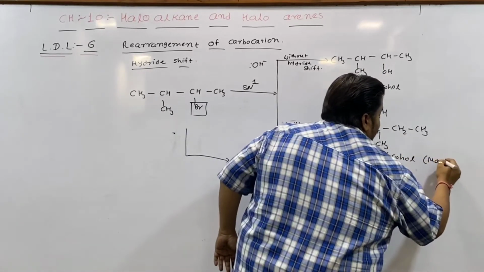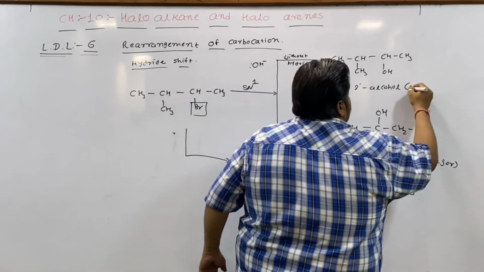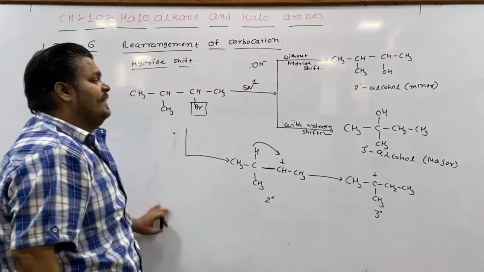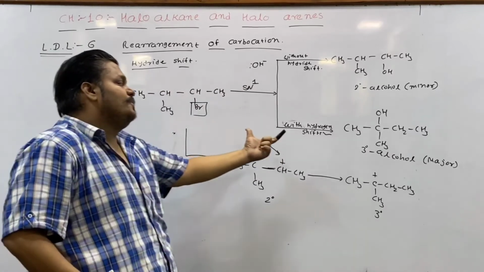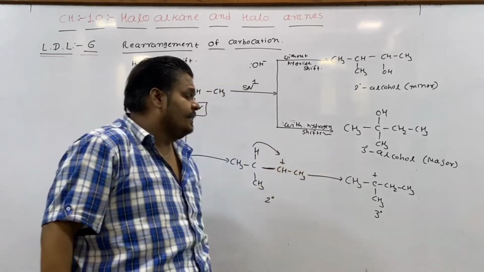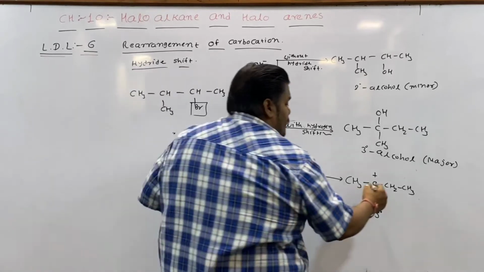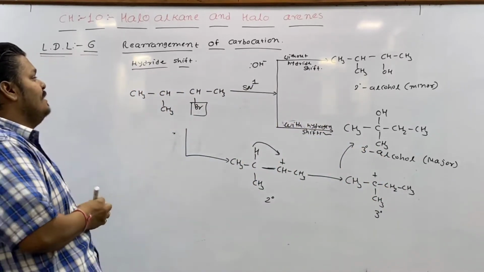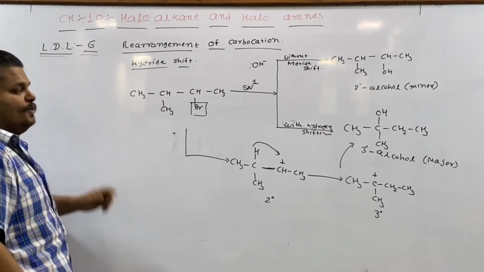So out of this secondary and tertiary product, both are possible, but the major product is a tertiary alcohol and the minor product is a secondary alcohol, due to the rearrangement of a carbocation called hydrogen shifting. With the hydrogen shifting, it is possible. So the tertiary carbocation will change to the tertiary alcohol, and that's why rearrangement is an important process.